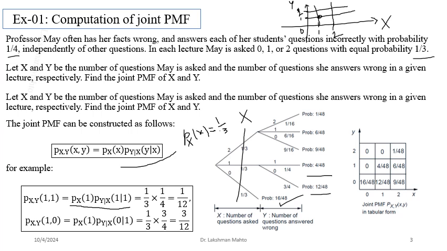If you sum all these probabilities, what is the sum of these joint probabilities? In total, there are 9 joint probabilities. If you sum them up, the sum is equal to 1. So it is just satisfying the normalizing condition.